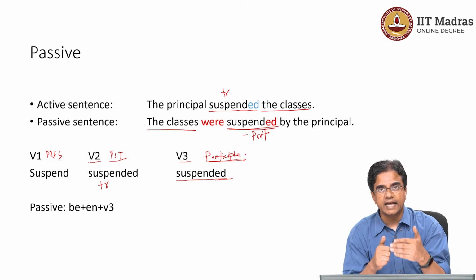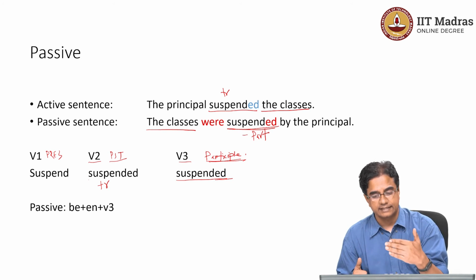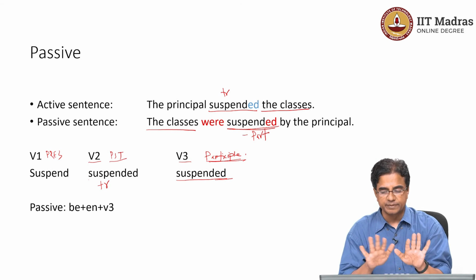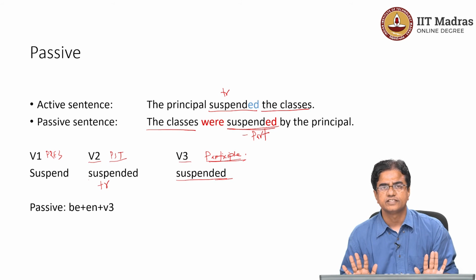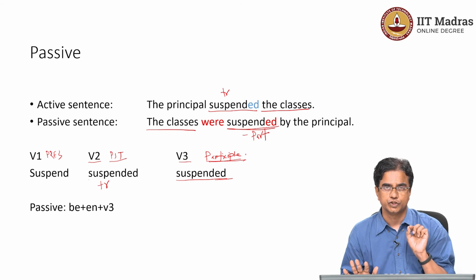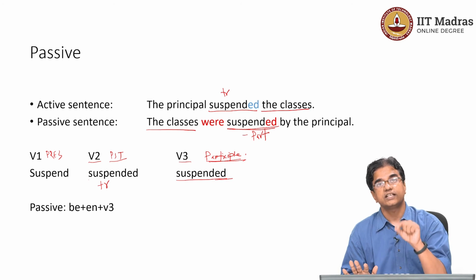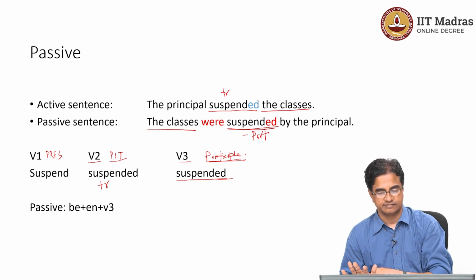However, in its active counterpart, classes is the object of the verb suspended. So, principal suspended the classes, active sentence, where all information is intact. Principal is the doer of the action of suspension, and what he does is suspending classes.